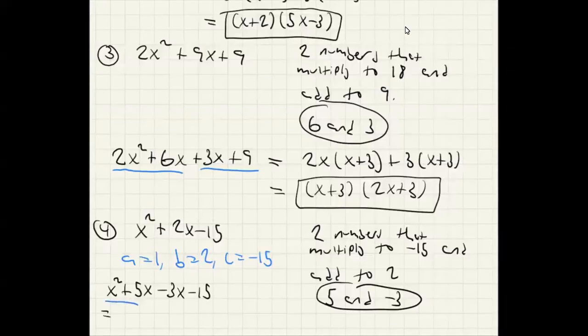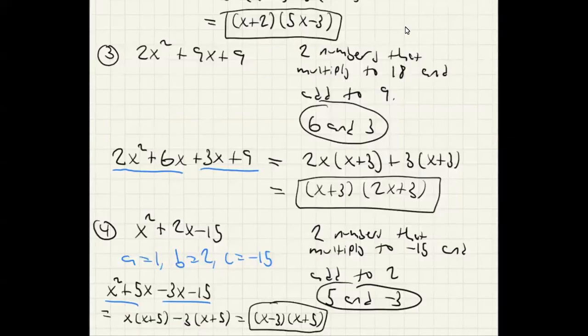And again, you look at the first two together, last two together. So you have x times x plus 5. The last two terms have a negative 3 in common, so you can take out a minus 3, and you're left with x plus 5. So you have x minus 3, x plus 5. So the same strategy works even if a equals 1. So that's that example.